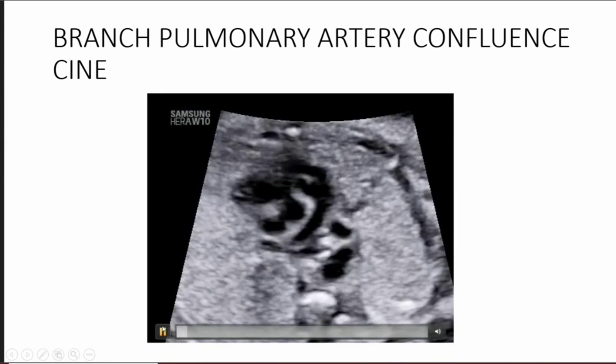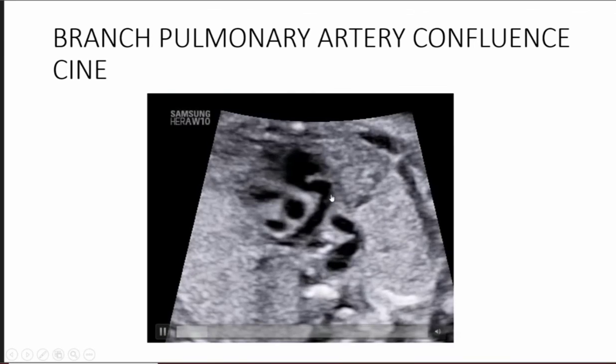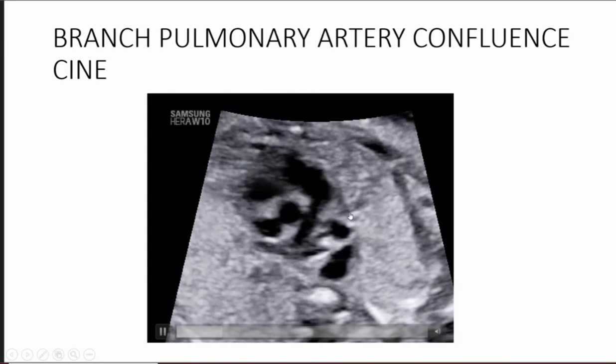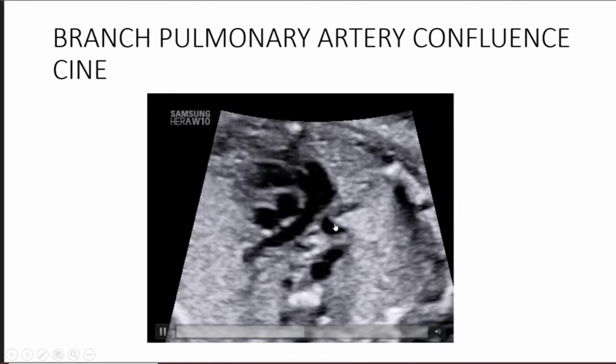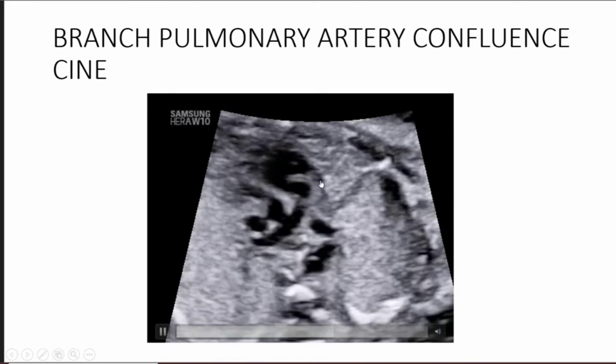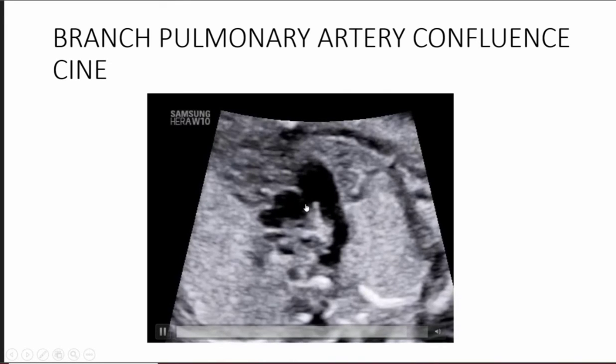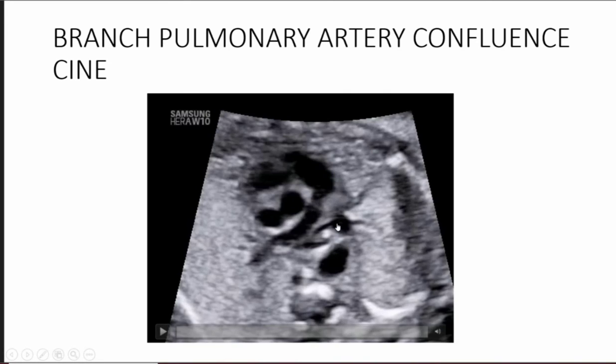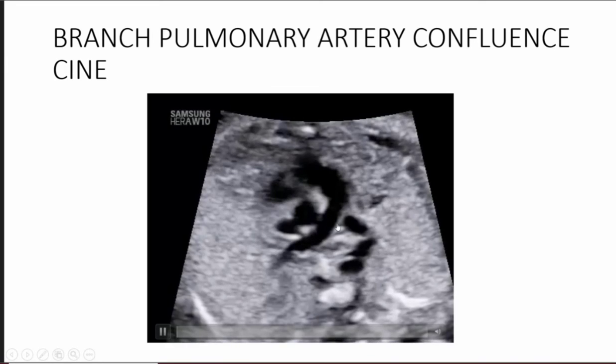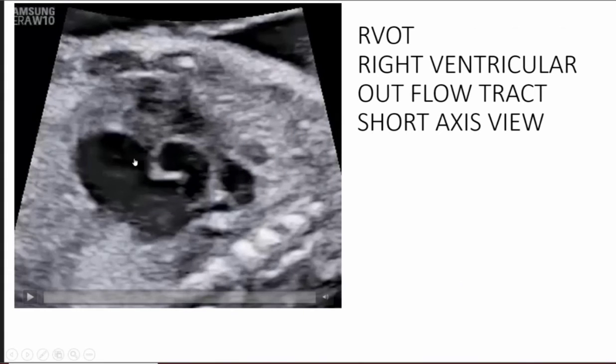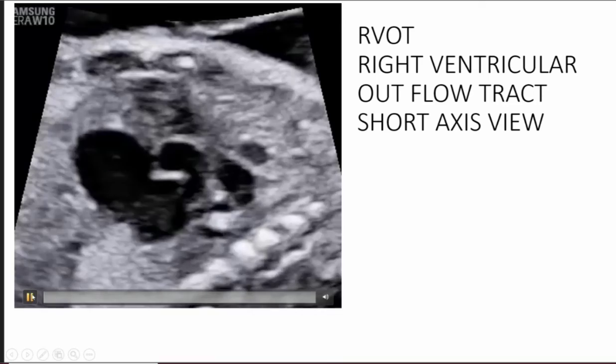Now I will show you both pulmonary arteries together. So here we have the confluence. This is right pulmonary artery, this is left pulmonary artery, and here we have both the pulmonary arteries meeting the main pulmonary artery, and this is the confluence of pulmonary arteries. Both pulmonary arteries are of good size, which is a very important structure to be shown during fetal level.